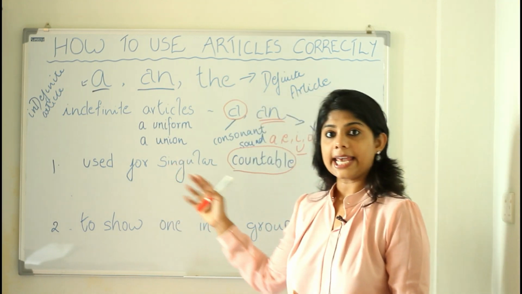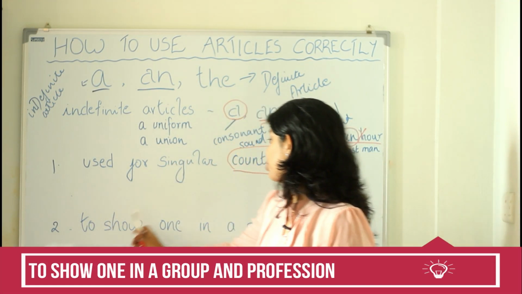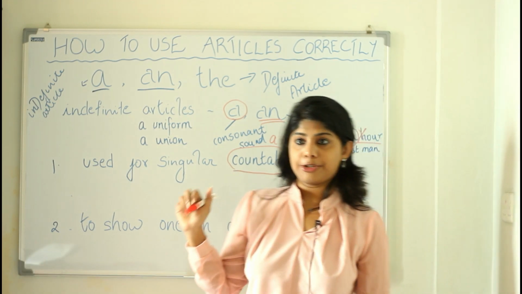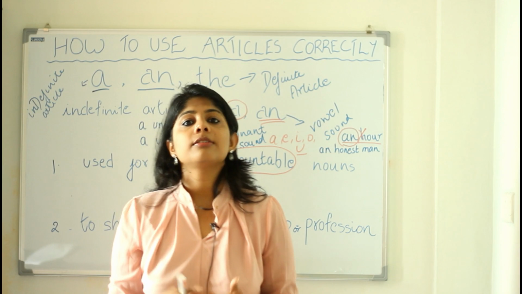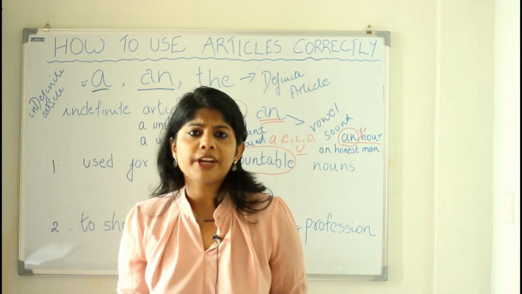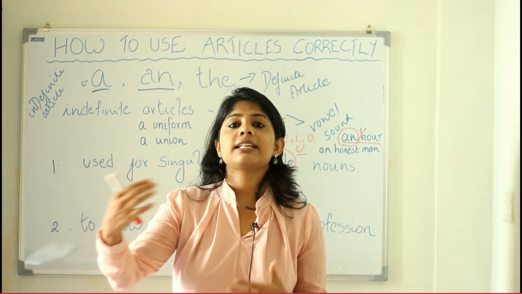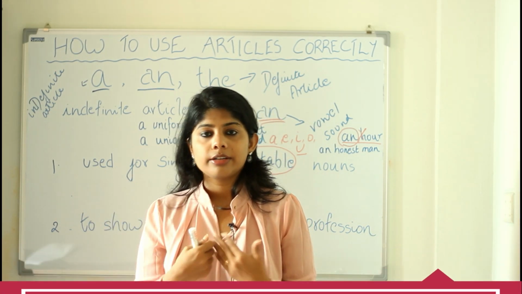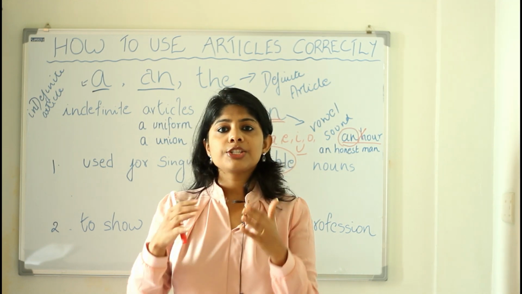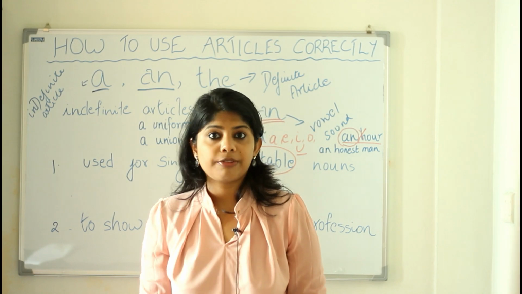Now let's look at the second rule. An indefinite article is used to show one in a group or profession. So let's talk about profession first. When you refer to someone or talk about your own profession, you usually use an indefinite article. He is an engineer. He is a doctor. I'm a teacher. So an indefinite article is used to talk about someone's profession.